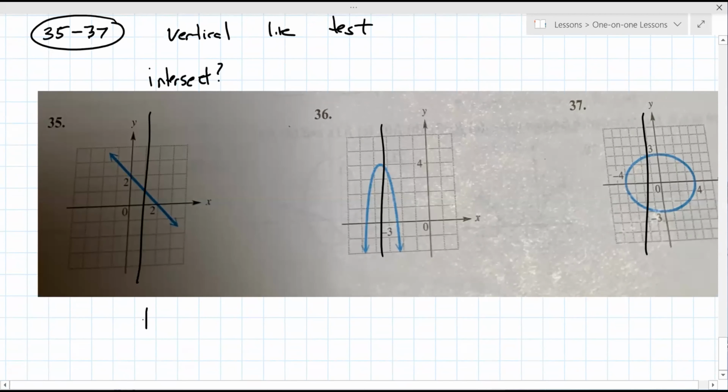Once. I mean, just once. My bad. Once, and twice. So 37 doesn't pass, and 35 and 36 do. Now, there's a little wrinkle to this one.